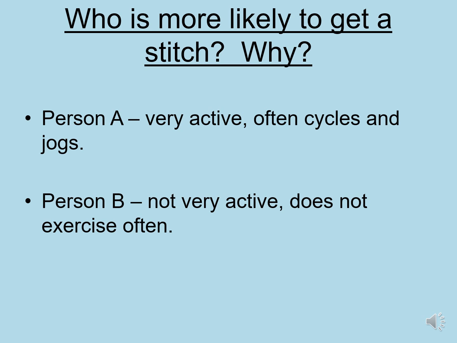Now let's think about who's more likely to get a stitch and why. So think about person A, who is very active and they often cycle and jog, or person B who is not very active and does not exercise often. If they're both doing the same intensity of exercise for the same amount of time, which one do you think would be more likely to get a stitch first?